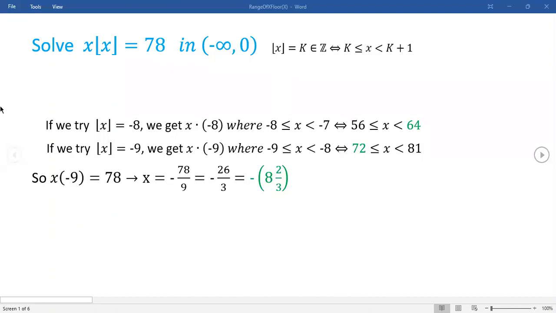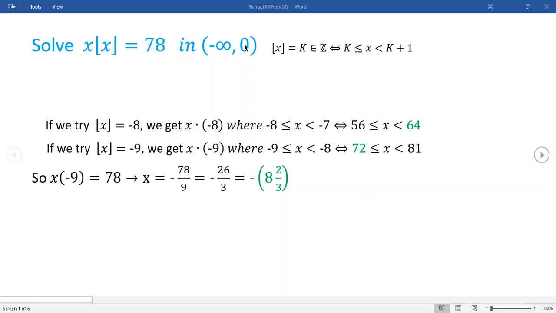Morning, everybody. Hey, I'm solving kind of the companion floor equation for the one I solved yesterday. Now, if you're trying to solve this equation, x times the floor of x equals 78 for positive real numbers, it turns out there's no solution.